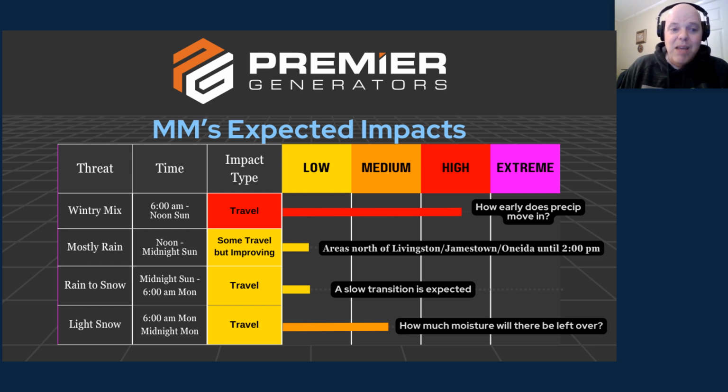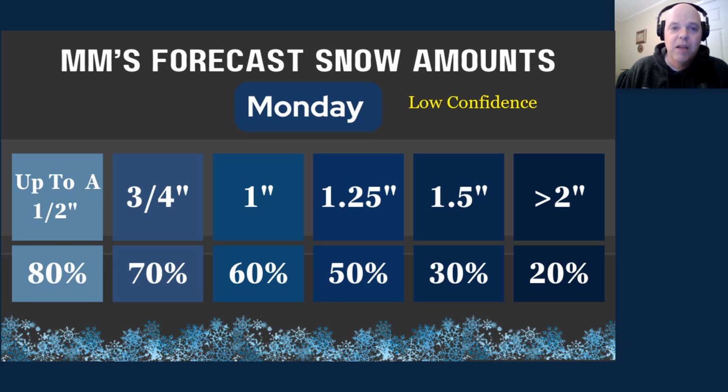Midnight Sunday to close to 6 a.m. Monday, and probably closer to 6 a.m. Monday, is when we start seeing a slow transition back to snow. And then throughout the day on Monday, we should see snow showers, snow flurries with light accumulation possible, if not likely. And the big question there remains, how much moisture will be left over? So M&M's forecast snow amounts for Monday, I did put in yellow there, low confidence, because of that question mark of how much moisture is left over and when exactly do we drop back to freezing?